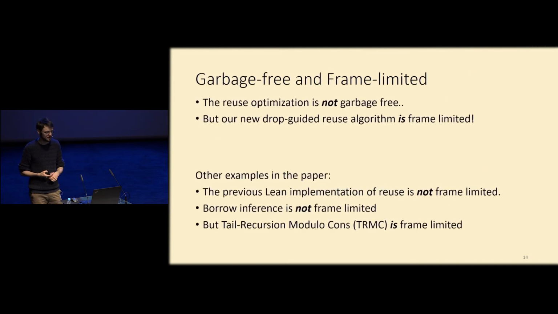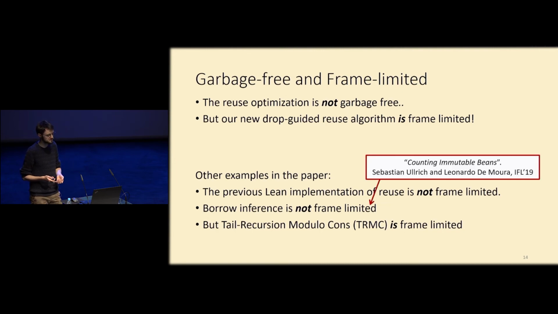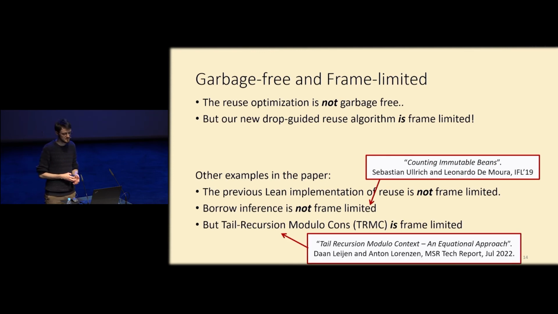So to conclude, our reuse optimization is not garbage-free. There's a trade-off to be made, and we think it is better to do the trade-off this way. But it is frame-limited, and we show some other examples in the paper. In particular, the previous Lean implementation of reuse was not frame-limited. Borrow inference, also introduced by Ullrich and de Moura, was not frame-limited. But tail recursion modulo cons is frame-limited in a certain sense, and you can read more in the reference paper.